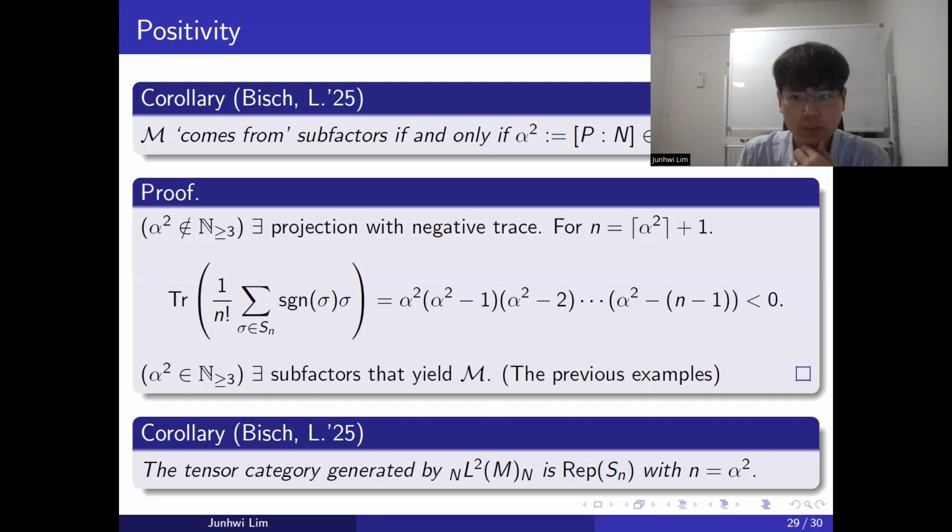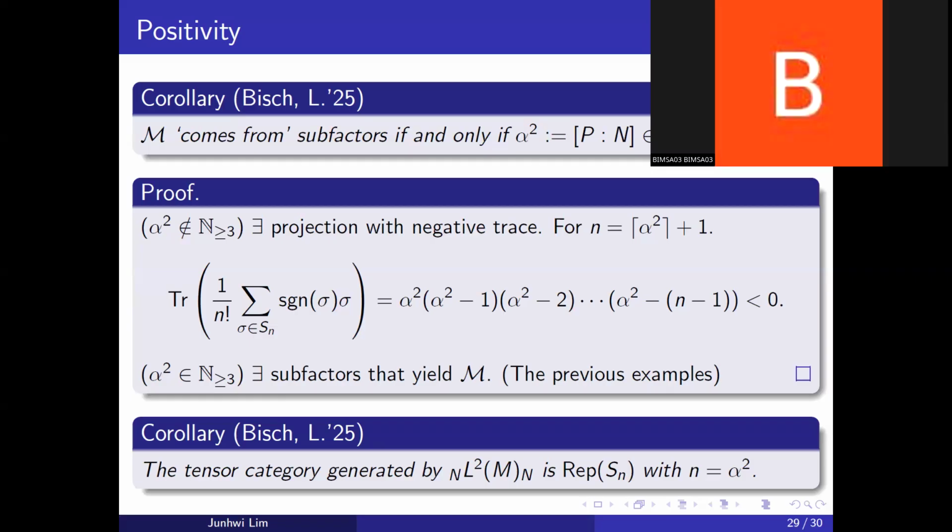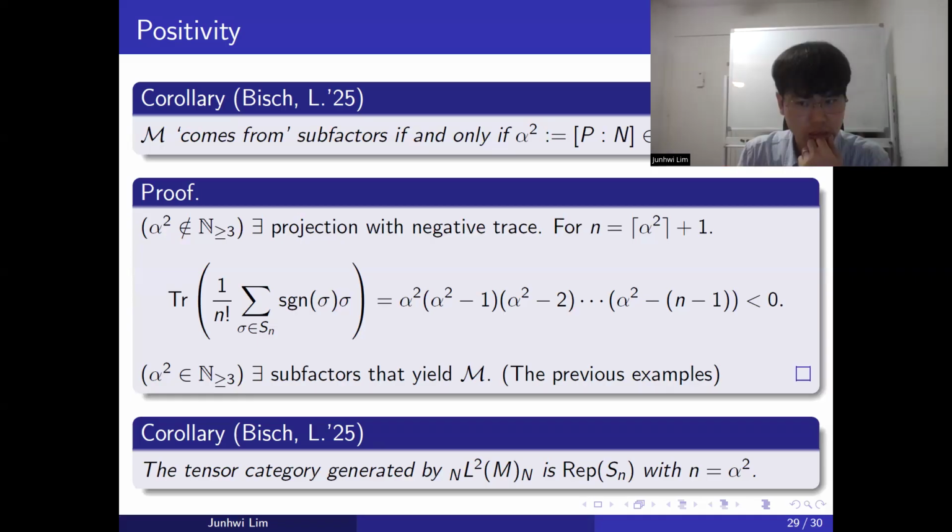For the second question, I don't know the answer. And for the first question, you said you were assigning rep Sn to each object n. Do you mean that you have a two category whose endomorphism of the object is rep Sn? Yes, I guess we can construct a subfactor like that.